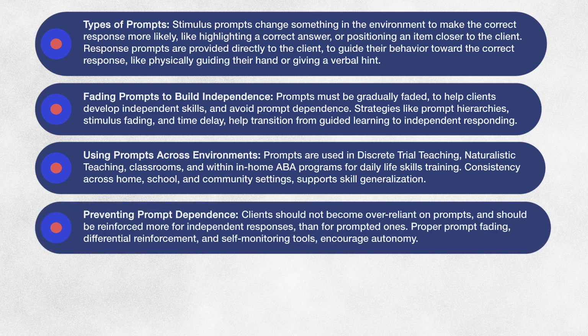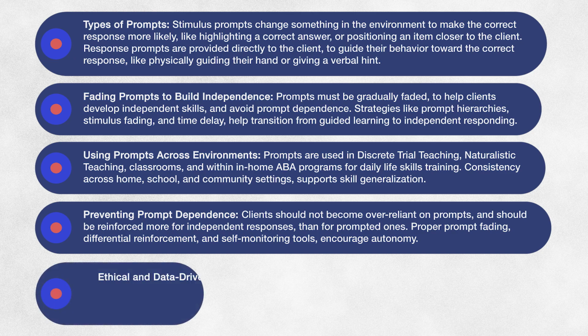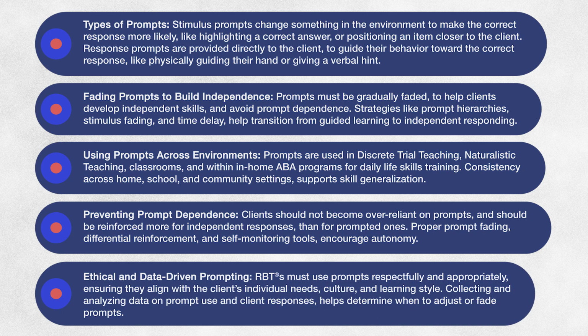Preventing prompt dependence. Clients should not become over-reliant on prompts and should be reinforced more for independent responses than for prompted ones. Proper prompt fading, differential reinforcement, and self-monitoring tools encourage autonomy. Ethical and data-driven prompting. RBTs must use prompts respectfully and appropriately, ensuring they align with the client's individual needs, culture, and learning style. Collecting and analyzing data on prompt use and client responses helps determine when to adjust or fade prompts.